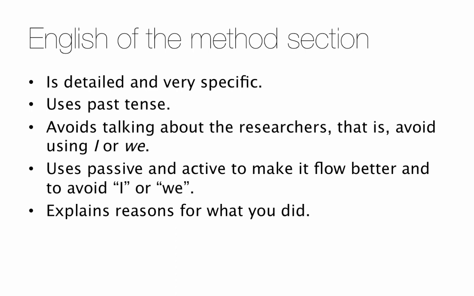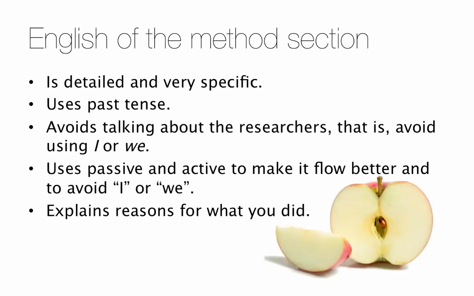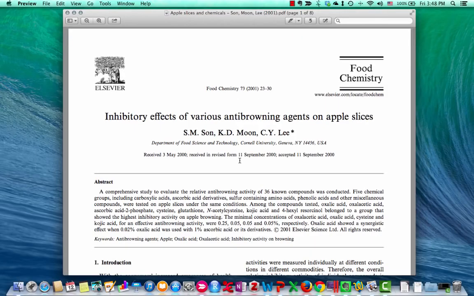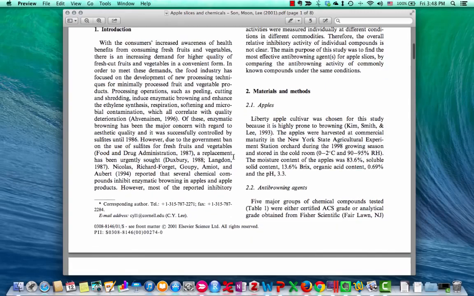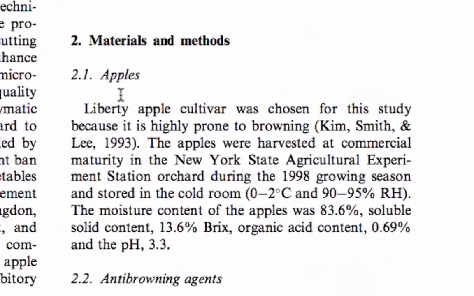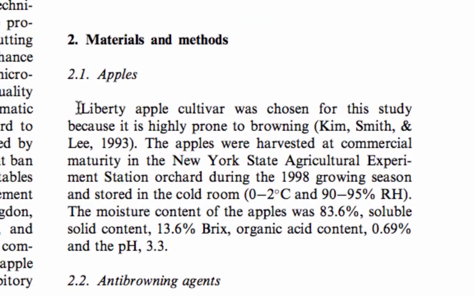Now, in this video, we're going to go back to the Apple paper that we used in the last video, and this time we're going to look at the language of it. Okay, so here's the Apple paper from the last video, and here's the method section, and let's just take a look at this. So, first of all, we talk about the apples. Liberty apple cultivar was chosen for this study. So this is an example. It's past tense and it's passive.